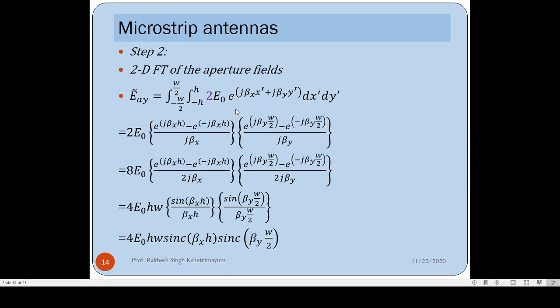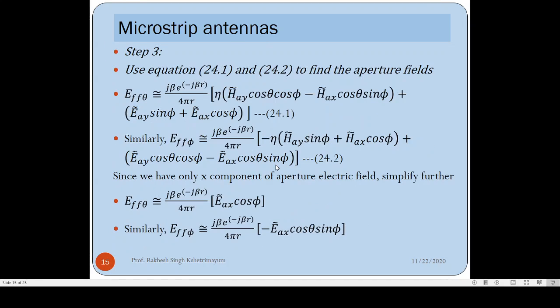So you can find out this integration. You have already done a similar kind of integration. It will give us a sinc function. So finally the integration would be 4 E naught h w sinc of beta x h, sinc of beta y w by 2. This is a very simple integration. So we have the 2D Fourier transform of the aperture fields.